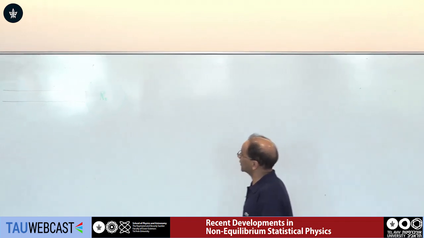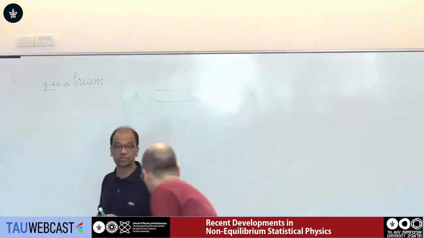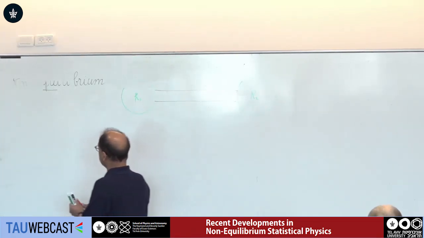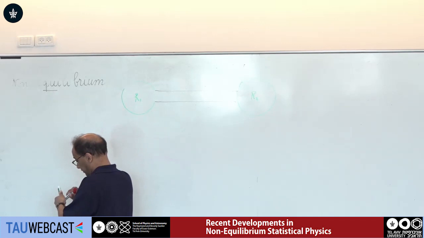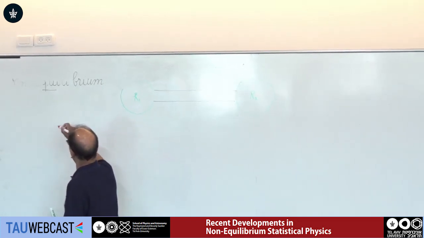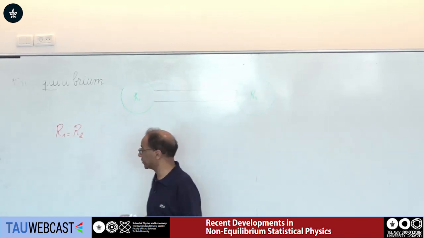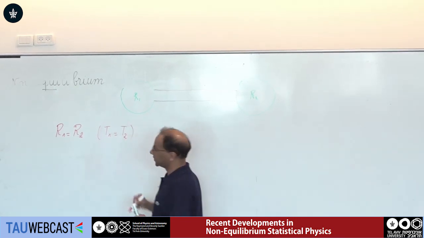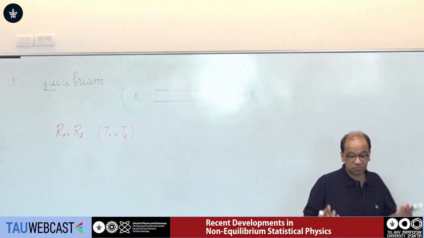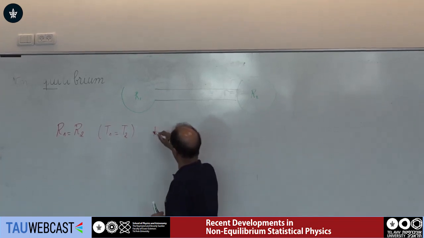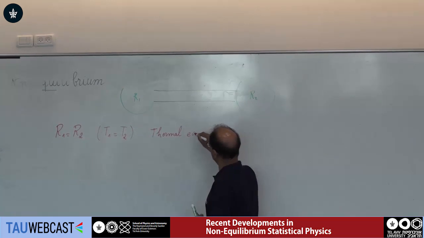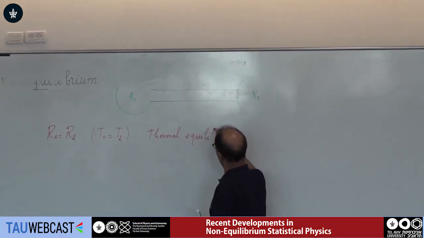And so if the reservoirs are at the same temperature, or same potential or same chemical potential, so suppose that the reservoirs are identical. So I just use the temperature metaphor, T1 is equal to T2. Then, of course, in the long time limit, the whole system reaches equilibrium, thermal equilibrium, and we can use thermodynamics or statistical mechanics to compute whatever we like.